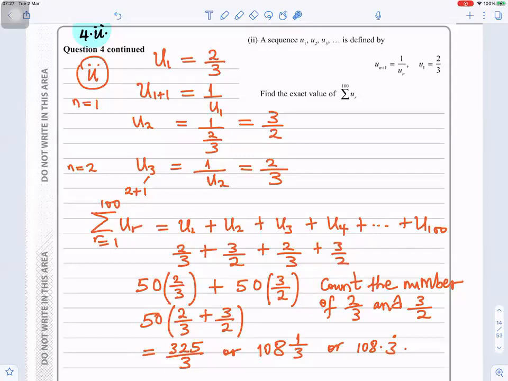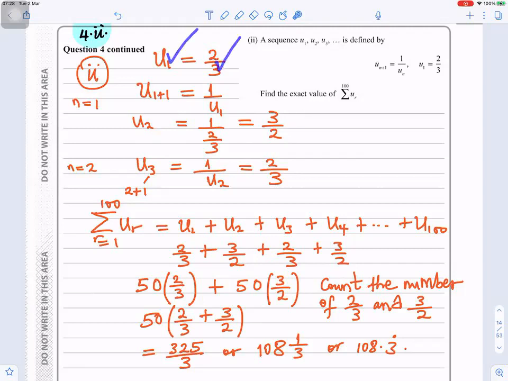For 4 part 2, a sequence is defined by that on the top right there. So we start, U1 is given as 2 over 3. Now we put n equals 1. That will give us U1 plus 1, which is U2. 1 plus 1 gives us 2. So that would be 1 over U1. Since U1 is 2 over 3, we put 2 over 3 in there. So 1 divided by 2 over 3 gives you 3 over 2. So that means U2 is 3 over 2.